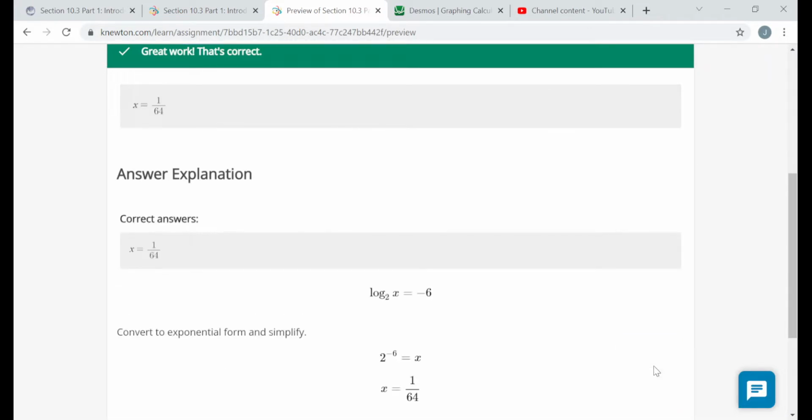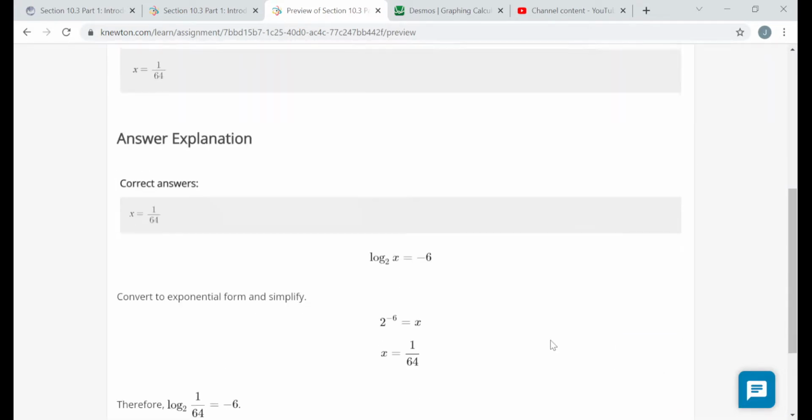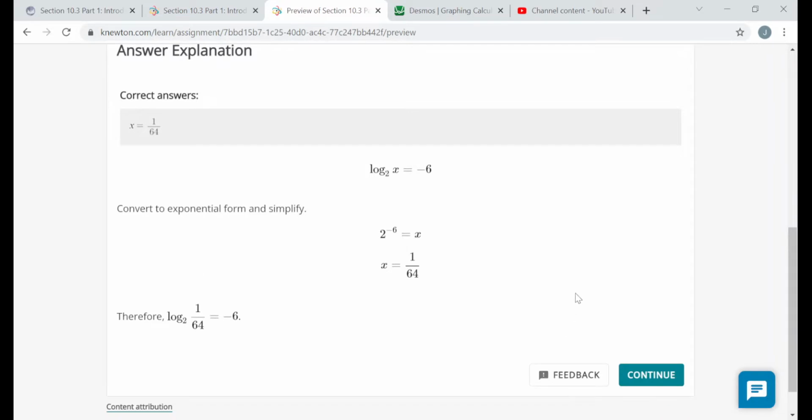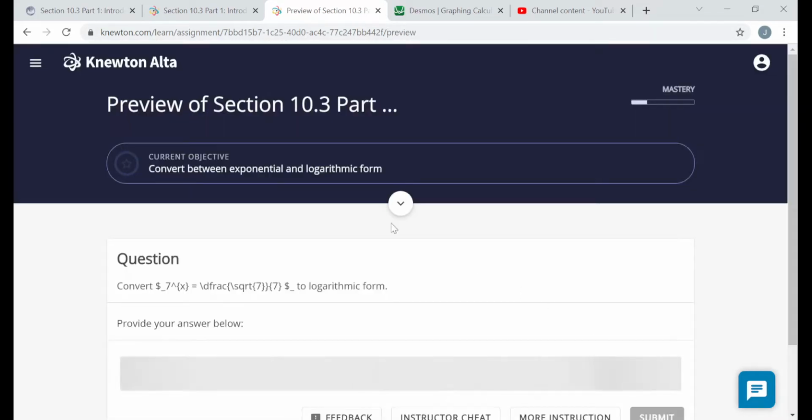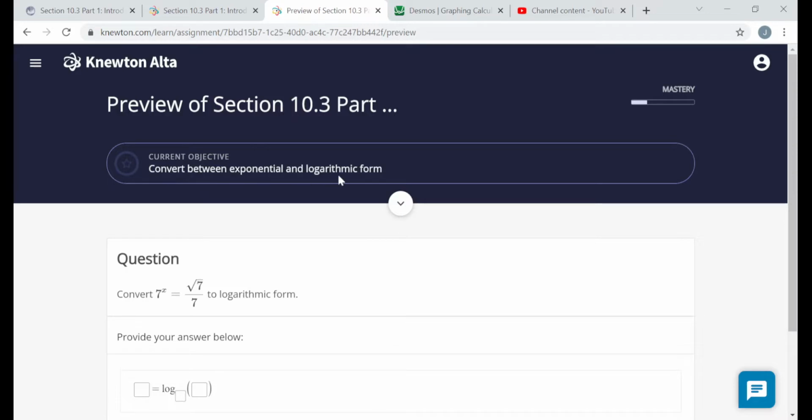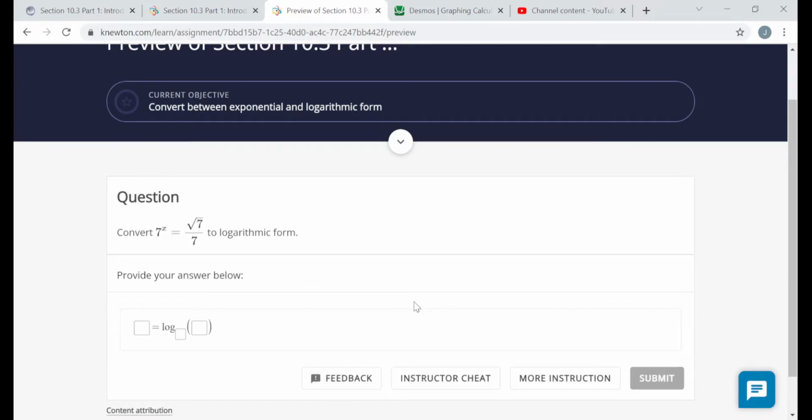Yeah, again, all you're really needing to do is be able to go back and forth between exponential and logarithmic form. Next question. So it's the same objective really, but all they're asking you to do is change the form. They're not really asking you to solve for anything or simplify stuff. Just asks us to convert between exponential and logarithmic form, and that is all.